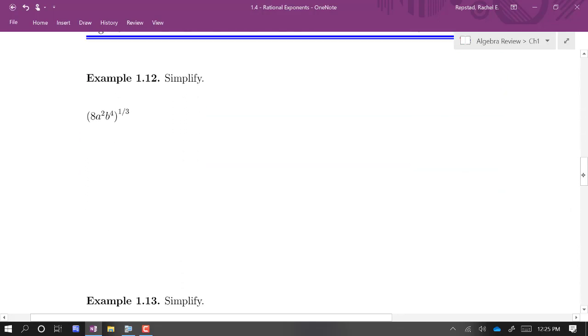We're going to simplify some expressions now, so this is not just numerical anymore, but we're going to apply our rules of exponents. So I've got 8a squared b to the 4th all to the 1/3 power. So these are products, right? I'm multiplying inside parentheses and raising that to the 1/3 power. So I'm going to distribute this 1/3 exponent to each of those factors. 8 to the 1/3 times a squared to the 1/3 times b to the 4th to the 1/3.